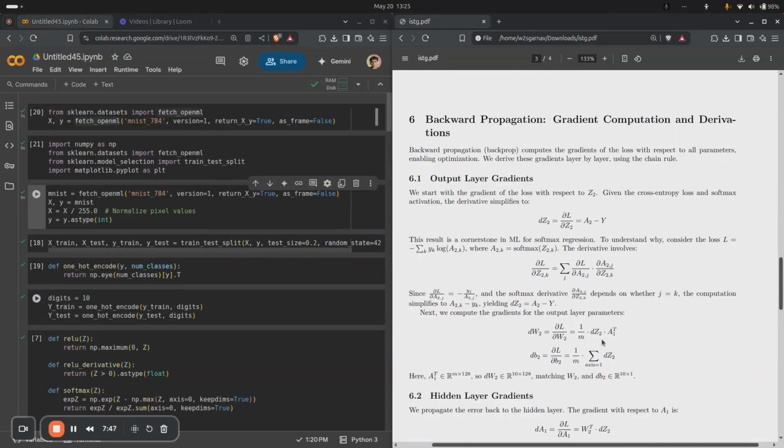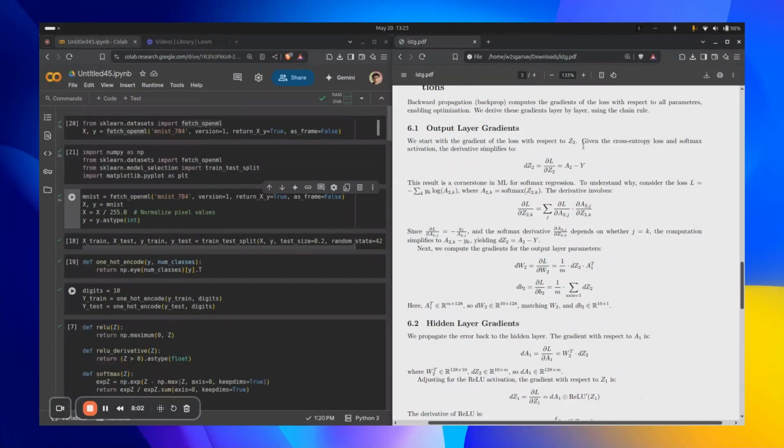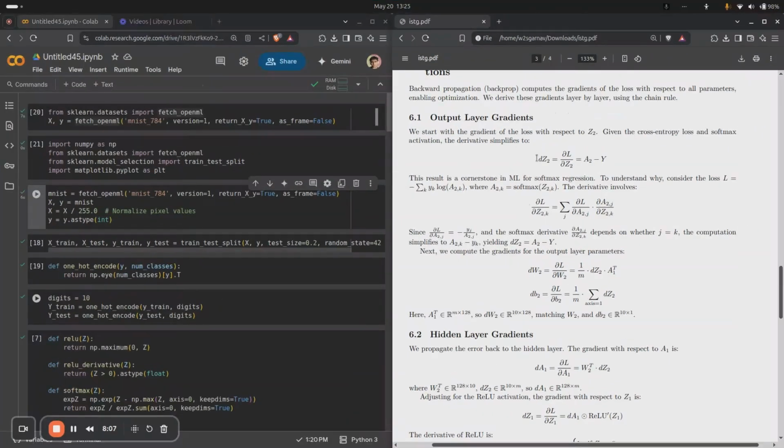Now backward propagation. Backward propagation computes the gradients of the loss with respect to all parameters, enabling optimization. We derive these gradients layer by layer using the chain rule. Output layer gradients: we start with the gradient of the loss with respect to Z2. Given the cross-entropy loss and softmax activation function, the derivative simplifies to this.